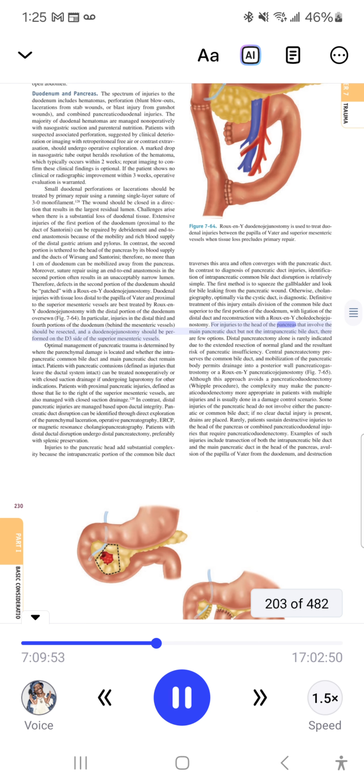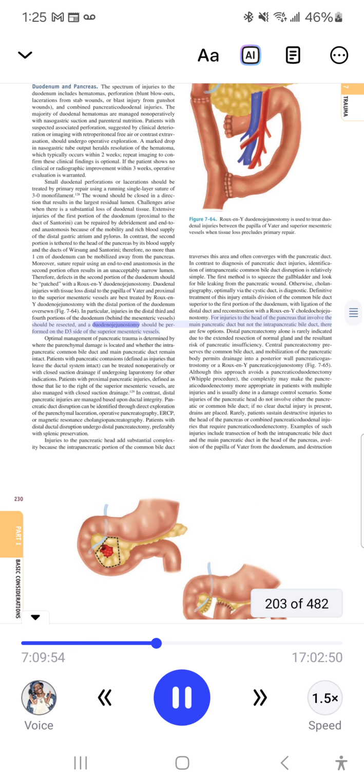For injuries to the head of the pancreas that involve the main pancreatic duct but not the intrapancreatic bile duct.